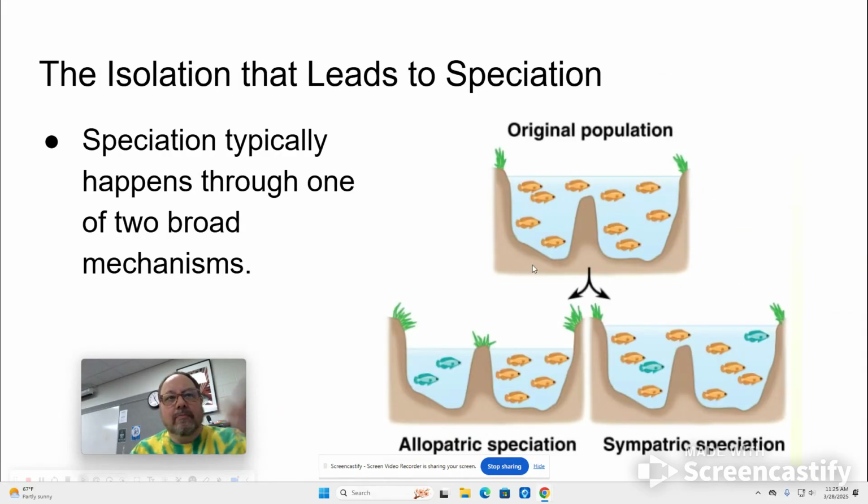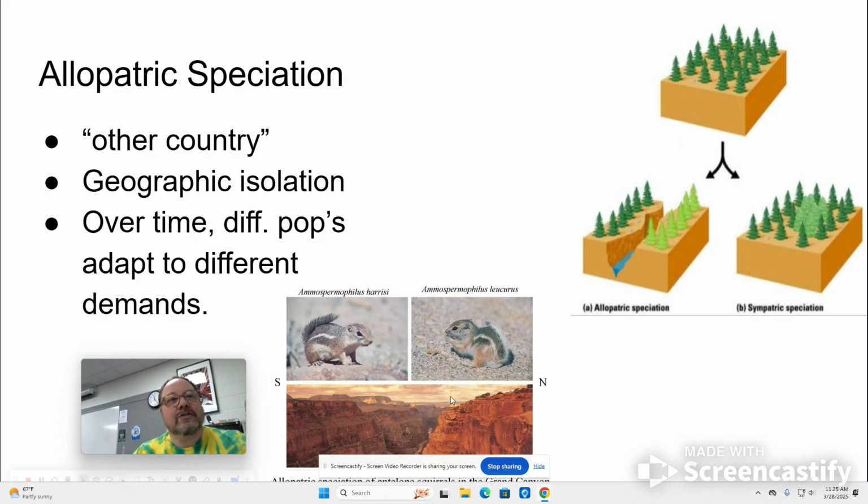So in this previous image, maybe the pond or the lake changes in such a way that it cuts off two subpopulations. So you have the aqua fish and the orange fish, and here's your ancestral population, I'm sorry, your original population. It's all these orange fish, but then they're physically separated from one another, so the subpopulations can't interact or interbreed, and then mutations accumulate. So that's the notion of allopatric speciation.